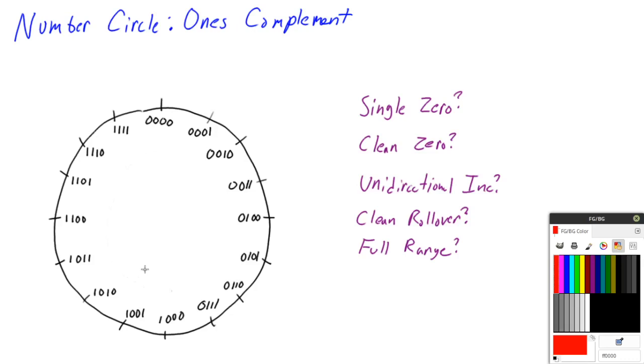Now we're going to fill out our number circle for ones complement. So ones complement, right, we still have our leftmost bit as our sign bit, but then if we want to invert the sign, right, go from negative to positive or positive to negative, we just flip all of the bits. And we never let the magnitude go into the most significant bit, because otherwise that would kind of break our system.